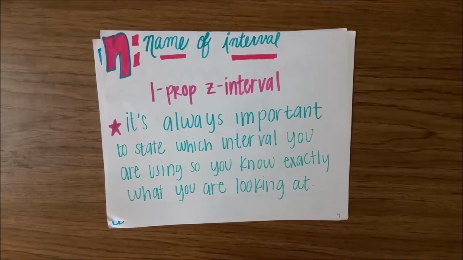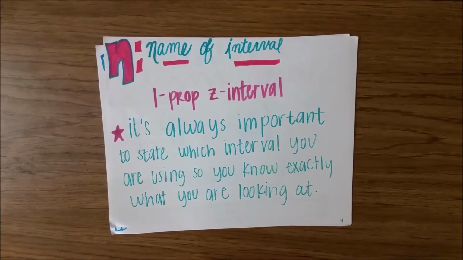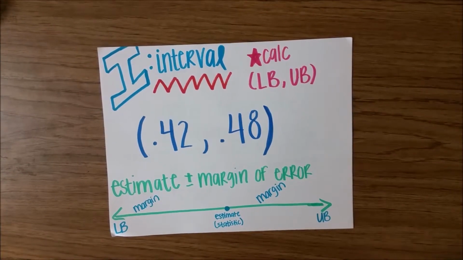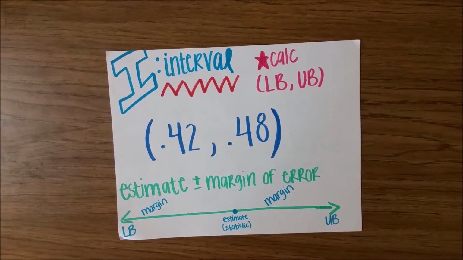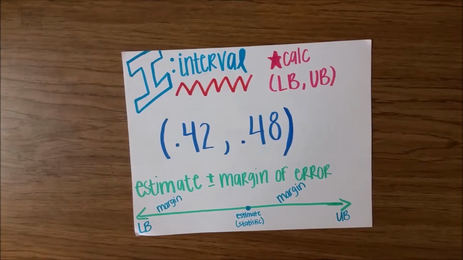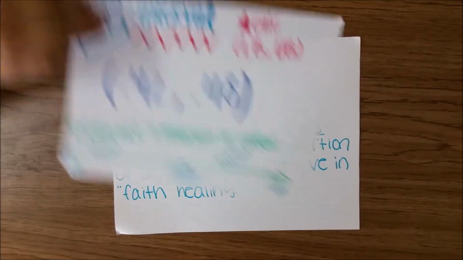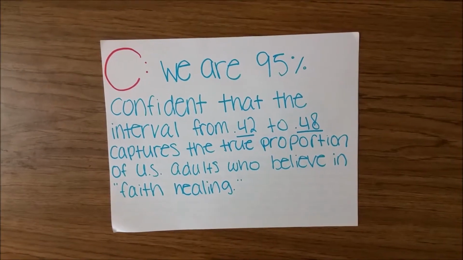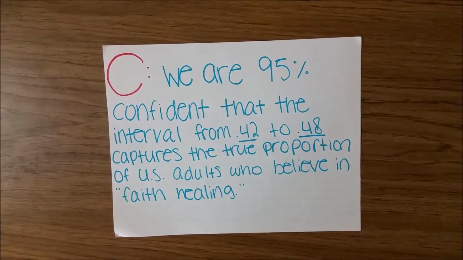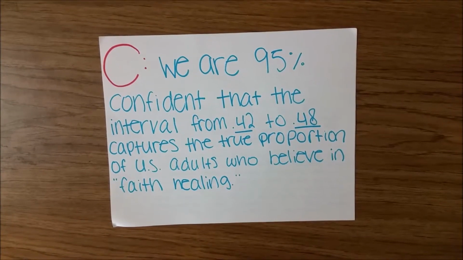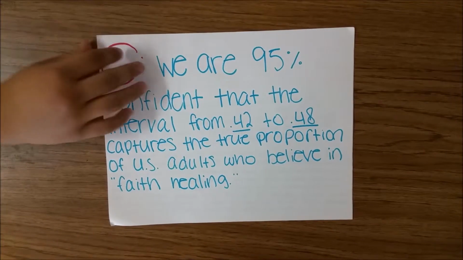We're going back to N, and we're going to say that we were using a 1 proportion Z interval. The second to last step of a 1 proportion Z interval is stating the interval, which is solved with your calculator. Our interval is 0.42 to 0.48. And last is our conclusion. We are 95% confident that the interval from 0.42 to 0.48 captures the true proportion of U.S. adults who believe in faith healing.